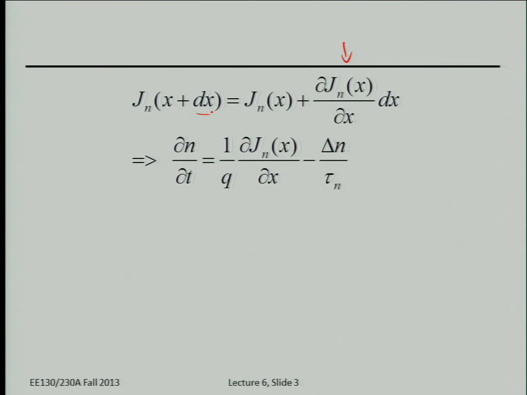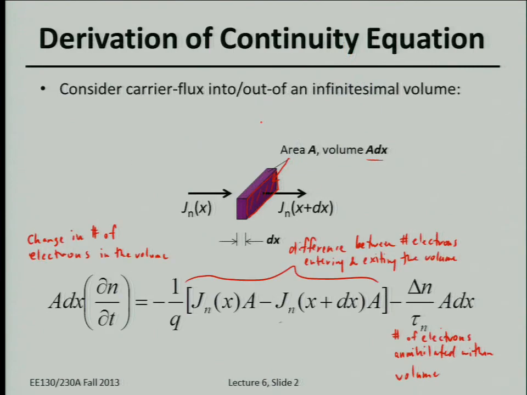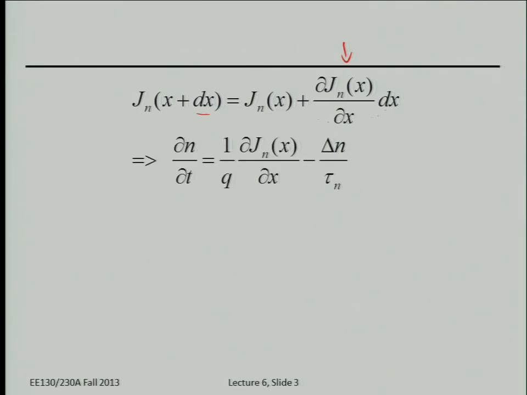Okay, so rather on the previous slide, for Jn at x plus dx, we just substitute these two terms in. We'll find then, and we divide out A and dx, right? Then we get a simpler expression for the continuity equation.